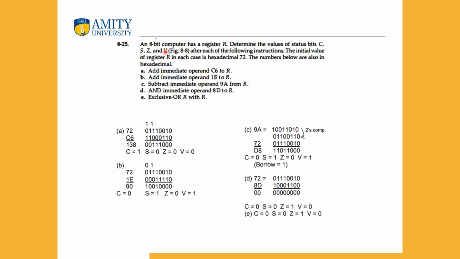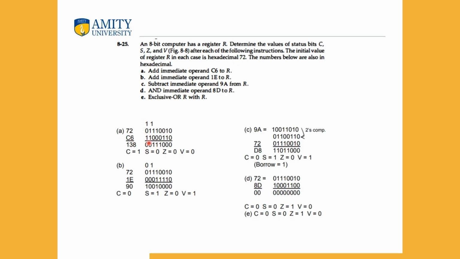In the following 8-bit computer, it has a register to determine the values of C, S, Z and V after each of the following instructions. The initial value of the register R in each case is hexadecimal 72. This is the initial value, and the numbers below are also in hexadecimal. So we are going to add the operand C6 to R. So 72 plus C6 is going to be done.